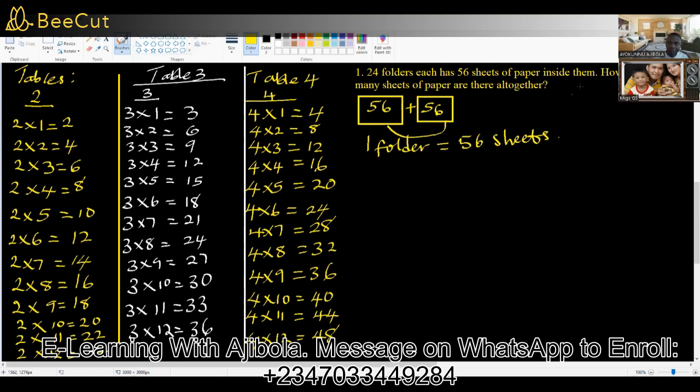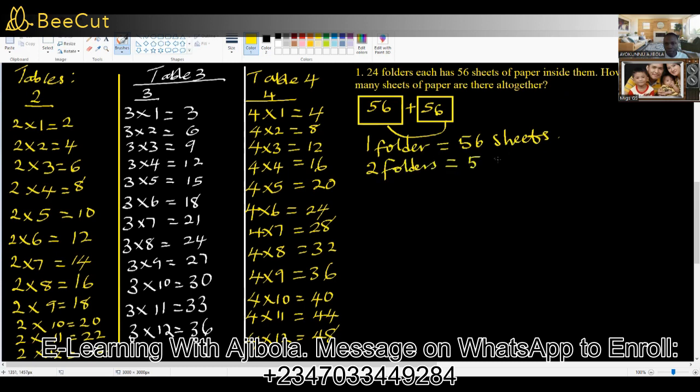Show your face so that I can see you're concentrating on this. Good. So one folder contains 56 sheets, right? Fine. Now, two folders will contain what?